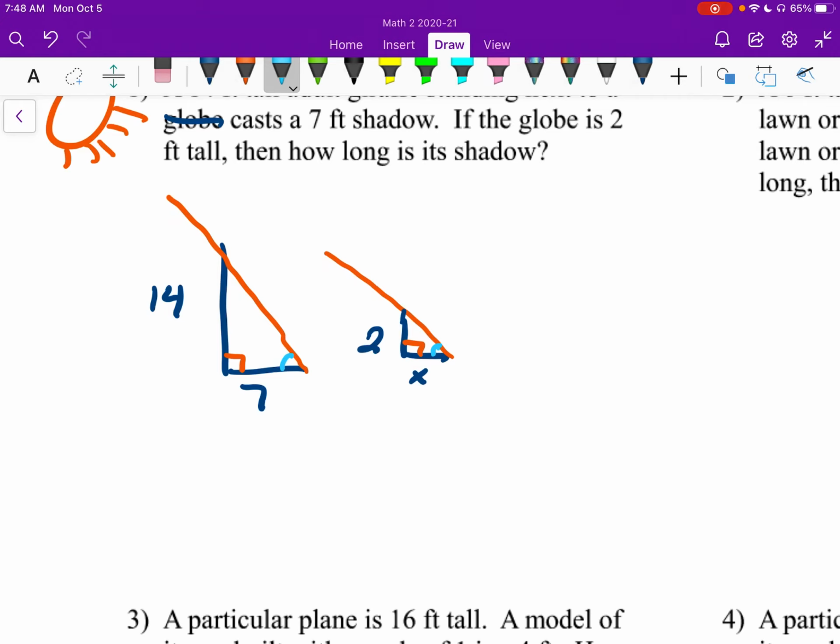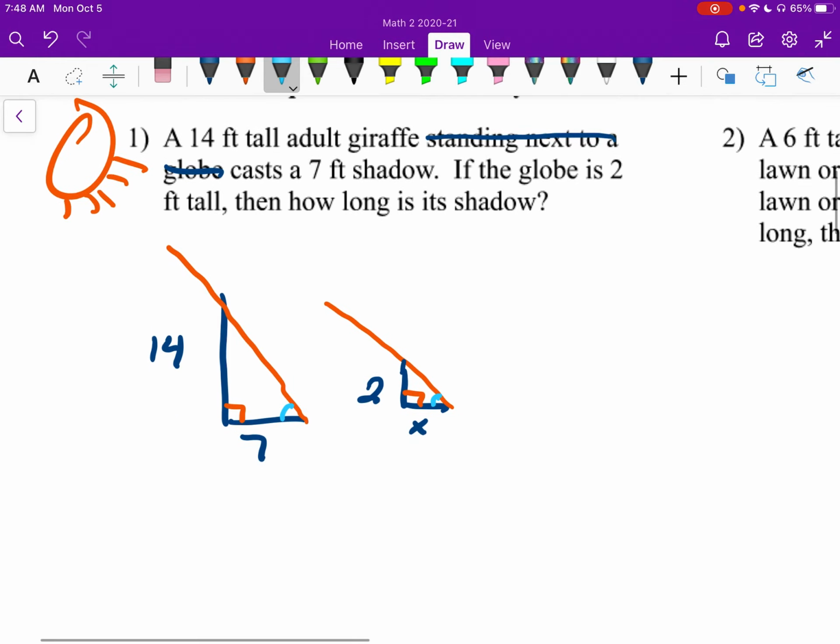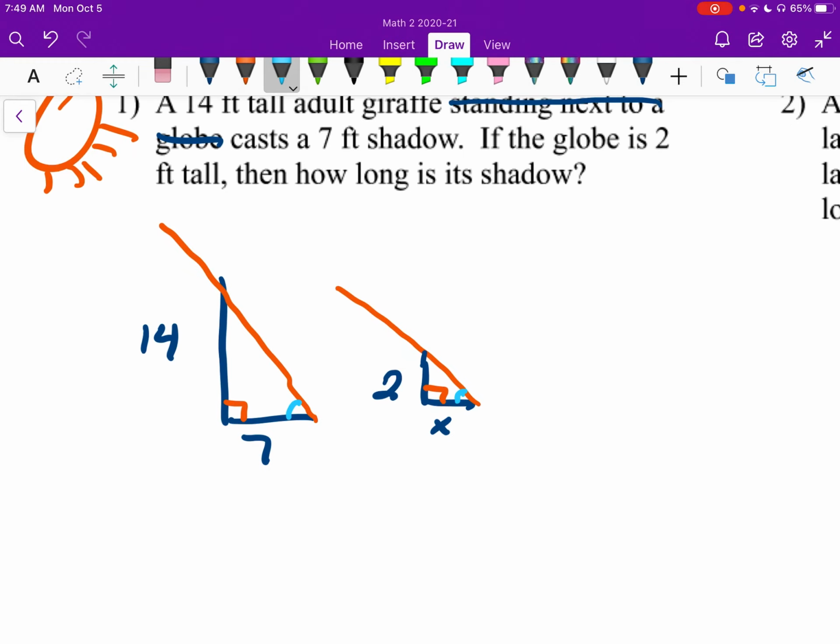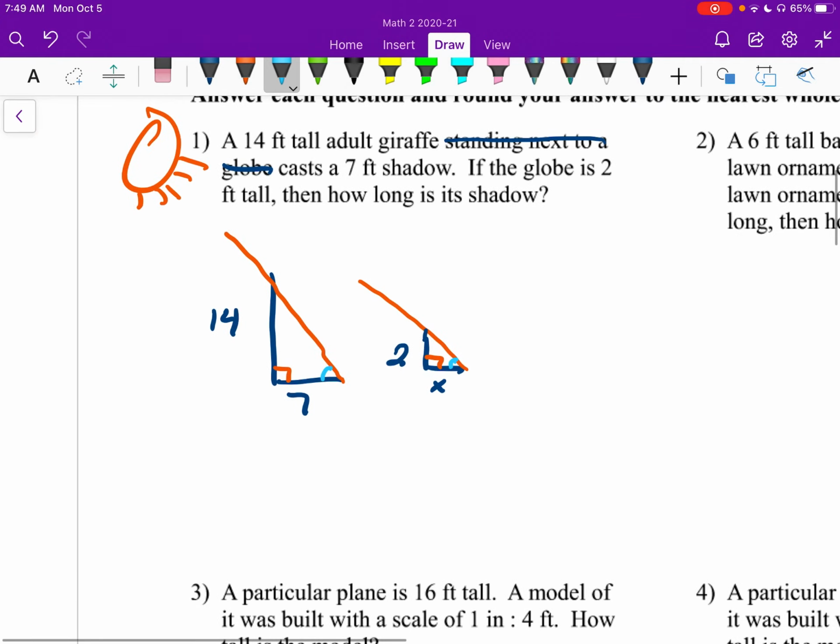So we assume that the giraffe and the globe are standing up at right angles, which most people who stand up do normally stand up at a right angle. And the angle of elevation, that's probably a new word for you, but the blue angles there, the angle that the sun ray and the ground make, those would be congruent because the sun is so far away that those angles would be the same. So we have two angles listed here. So we have angle-angle similarity. And we're going to use that idea. We're going to use the idea of similar triangles to solve this problem.